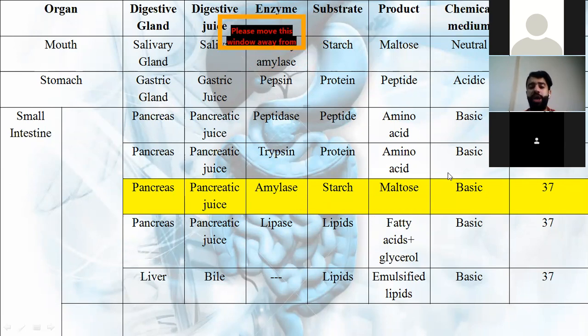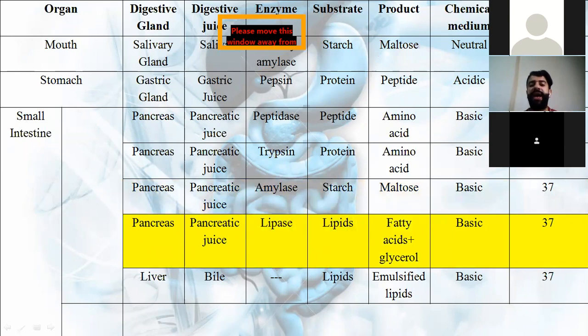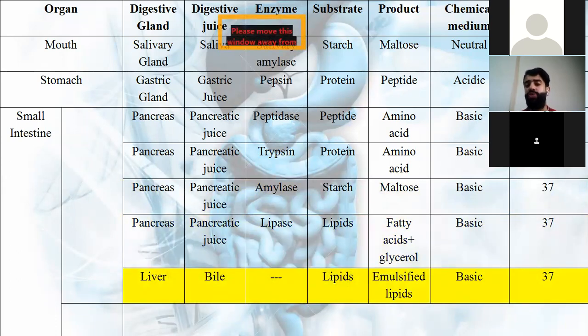Also, at the level of the pancreas, the pancreatic juice contains the enzyme lipase. From its name, lipase works on lipids. To give what? For lipids, we have only complex and simplest, we don't have intermediate. So it gives only fatty acid and glycerol, where the medium is basic and temperature is 37 degrees Celsius. The liver secretes the juice which is called bile. The special thing about bile is that it doesn't contain any enzyme. It works on lipids. What does it do? It does emulsification. It separates the large lipids into smaller ones. The medium is basic, temperature is 37 degrees Celsius.